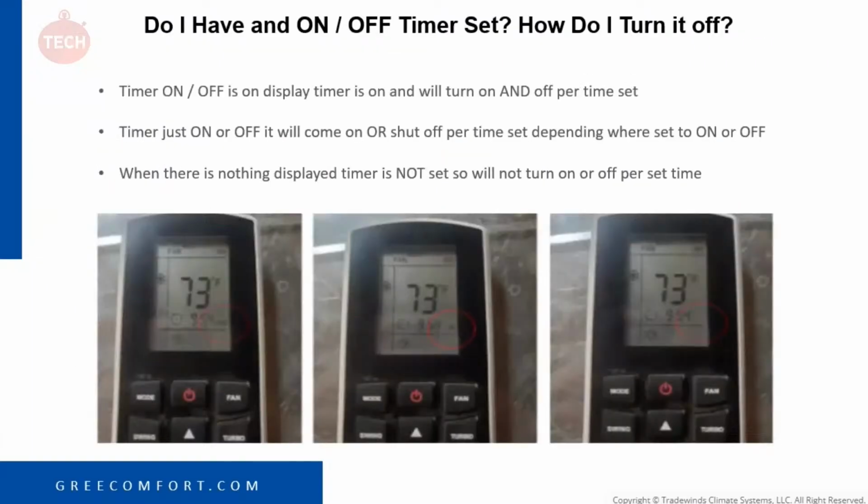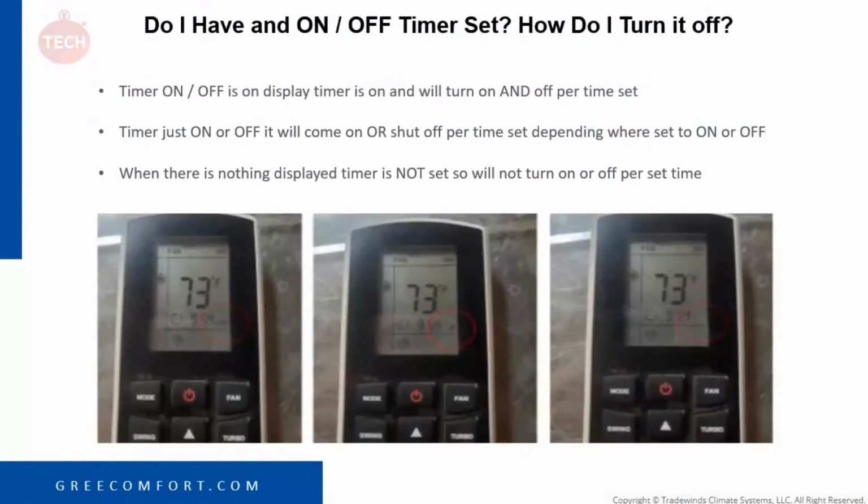This is a call we get often too. Say your unit is turning off randomly. A lot of people think something's going on and replace boards. Again, there is an on and off timer feature on this. That way you can set it for a certain time to shut off, and set it for a certain time to come on, depending on how you have it set. We have it circled here. What I always tell people is there's a clock, to the right of the clock is the time, and to the right of that, the far right picture should be blank. That means no timer is set.